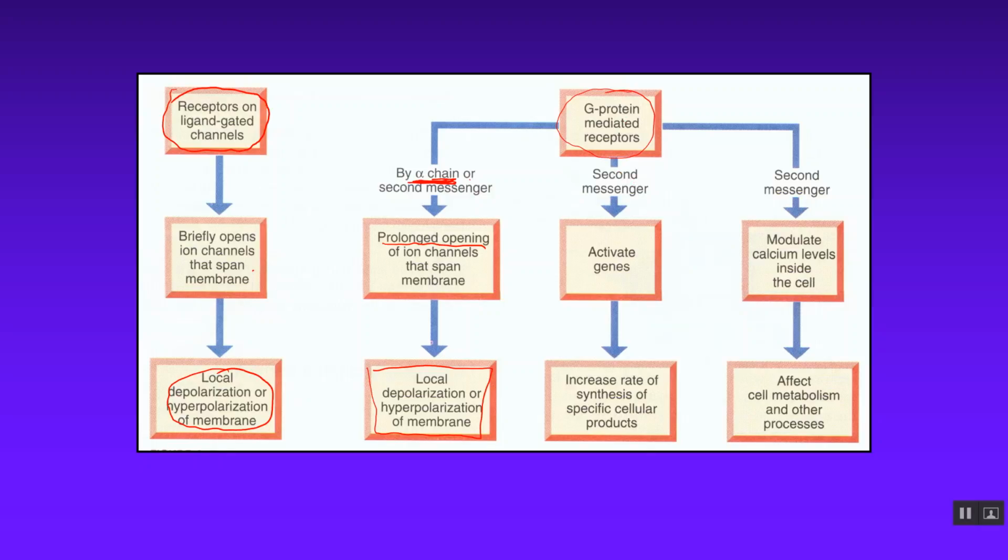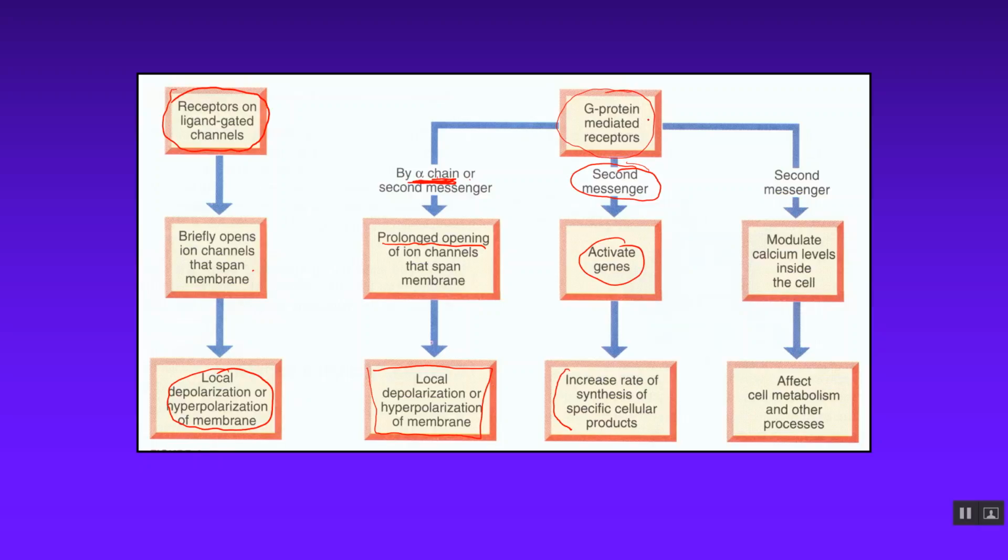G protein mediators through the second messenger system only, not by just the alpha chain, but some second messenger that's been produced or activated by the G protein chain that tells the enzyme to make something that then goes to the cell nucleus, can activate genes that can do more big-time regulatory increasing rate of synthesis of specific cellular products, but we should also probably say decrease as well. It's not always an increase. It can also cause decreases as well.